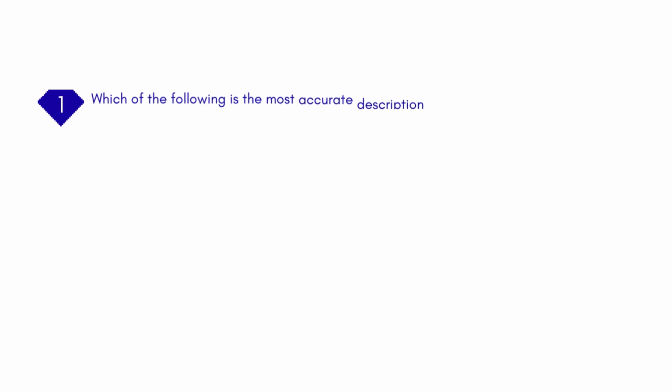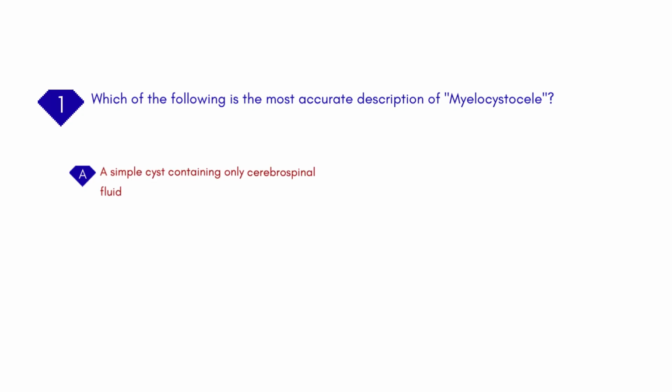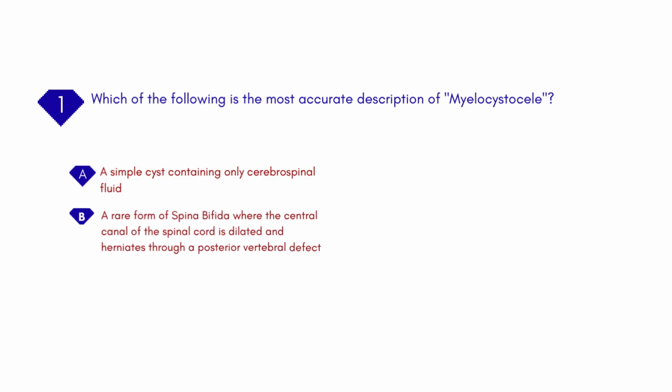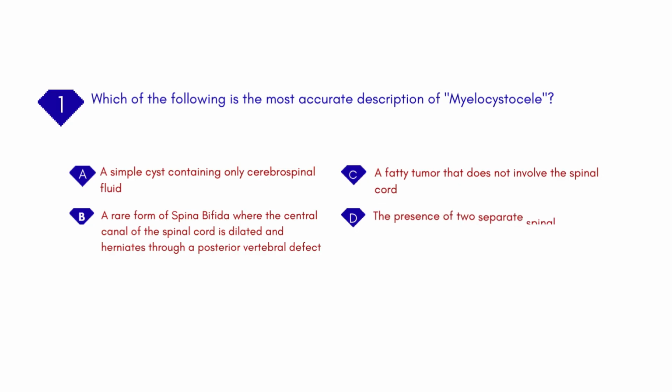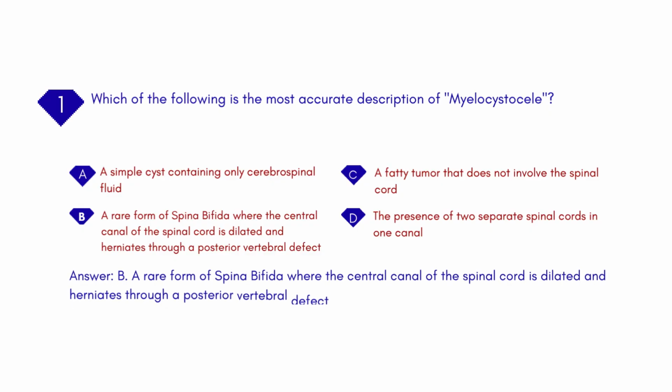Which of the following is the most accurate description of myelocystocele? A. A simple cyst containing only cerebrospinal fluid. B. A rare form of spina bifida where the central canal of the spinal cord is dilated and herniates through a posterior vertebral defect. C. A fatty tumor that does not involve the spinal cord. D. The presence of two separate spinal cords in one canal. Answer, B. A rare form of spina bifida where the central canal of the spinal cord is dilated and herniates through a posterior vertebral defect.